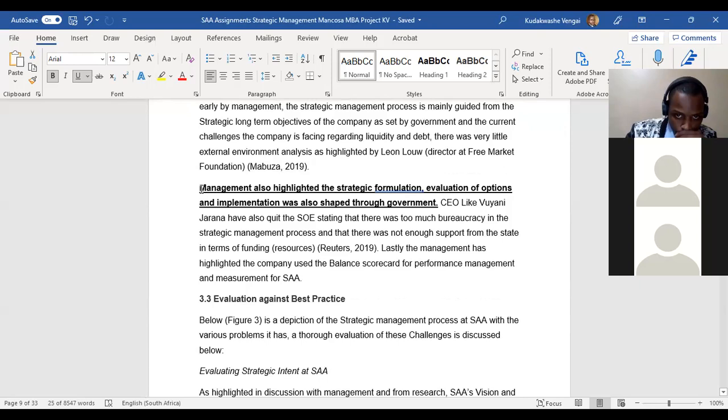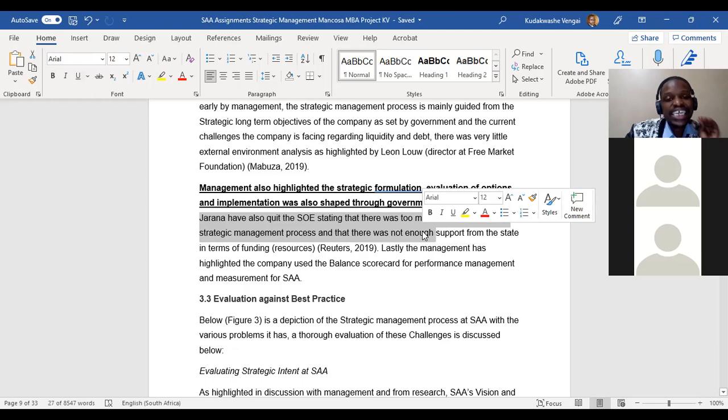It says here, management also highlighted the strategic formulation, evaluation options and implementations were shaped by the government, right? And then the CEO, like Vianney, have also quit SOE, stating that there was too much bureaucracy in the strategic management process, right? Basically, what he's saying is that the government is too involved in the strategy formulation for SAA. They are dictating the strategy. They are coming up and saying, use this strategy, use this strategy, use this strategy, which can be a weakness.